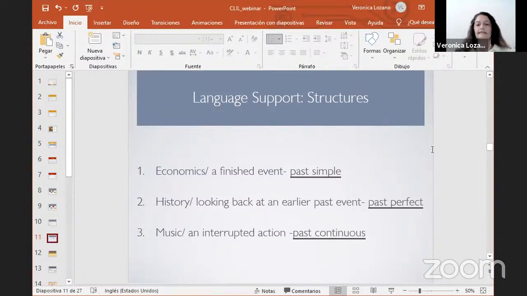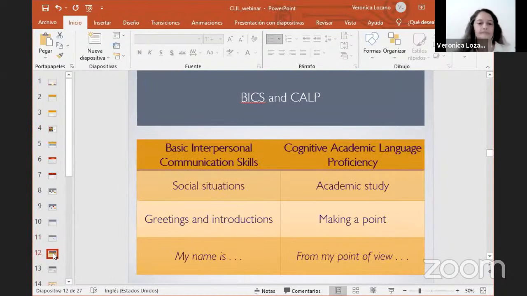So this is very important because we're going to be looking at language, but from the content perspective. What's needed for the content? What's needed for your subject or the subject that you're trying to teach? Okay, good. Moving on.